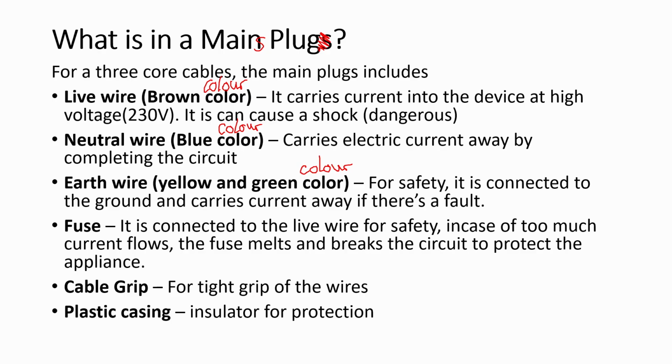Okay, just a couple of things that are worth noting. Again, depends on your syllabus. They might want you to talk about the fact that the live wire oscillates between plus and minus 230 volts. The earth wire should be at 0 volts. And here, carries the current away. We talk about it going through a low resistance path.